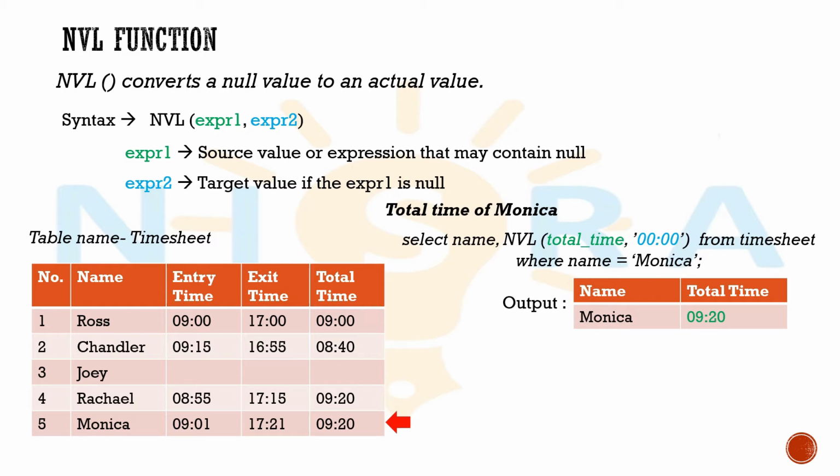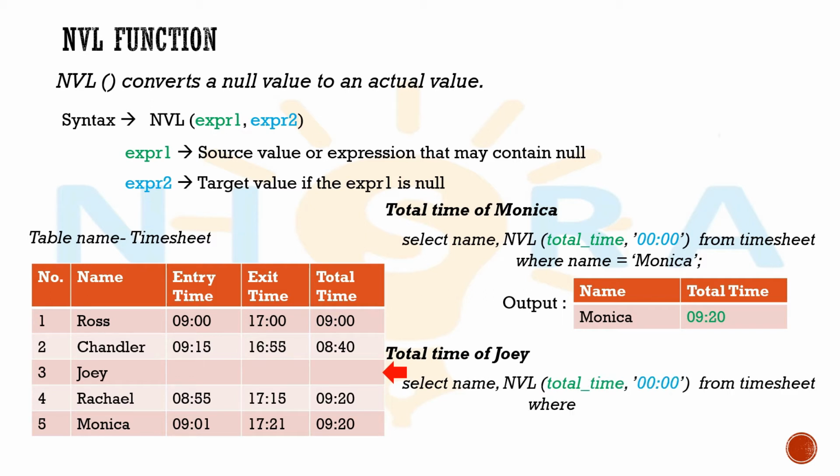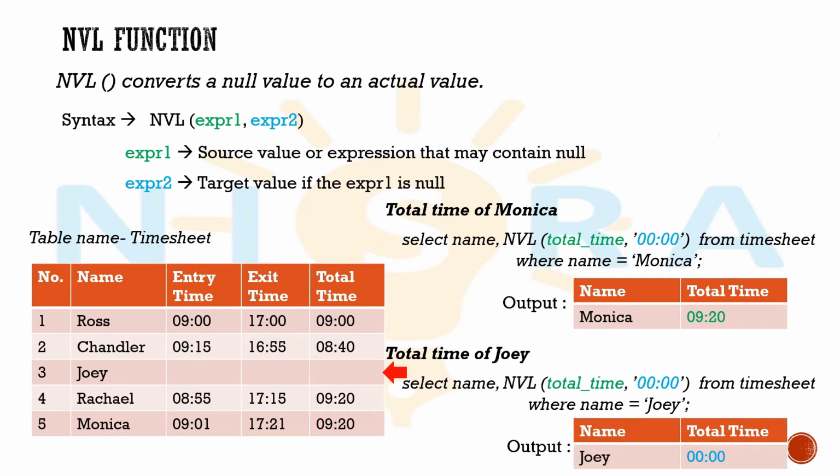Now let's find Joey's time. Select name, NVL of total time, 0 hours from timesheet where the name is Joey. Now when you see the table, you can see Joey's total time value is null. So the NVL function will print the second expression, that is 0 hours. So the NVL function helps us to see the value in a different way when the actual value is null.